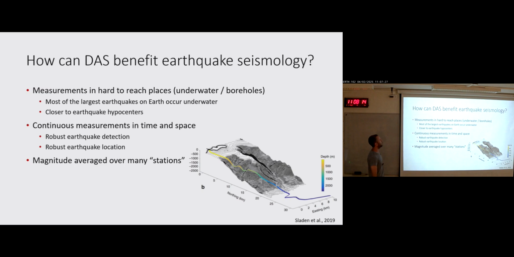So how can DAS help us study earthquakes? We can obtain measurements in hard to reach places like underwater or boreholes. We know that most of the largest earthquakes on Earth occur offshore at subduction zones, so this actually brings us closer to the hypocenters of these earthquakes. We have continuous measurements in both time and space that allow for more robust earthquake detection and location. And when we study earthquake sources, we can average these observations over many virtual sensors along the fiber.